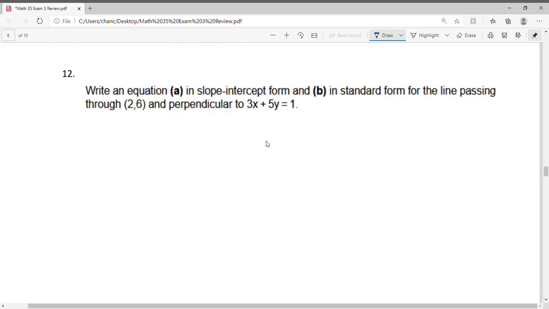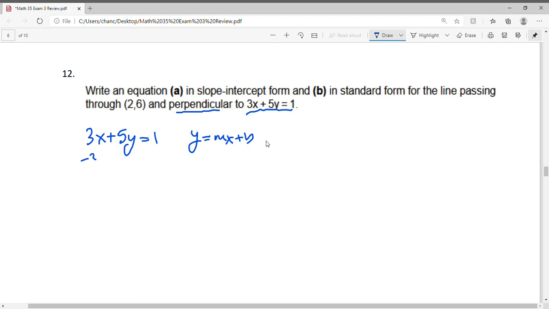Question 12. Write an equation A in slope-intercept form and B in standard form for the line passing through (2, 6) and it's perpendicular to 3x plus 5y equals 1. The first step is to find the slope of a line that's perpendicular. So we'll start with 3x plus 5y equals 1, and I'm going to write it in slope-intercept form. This will allow me to read the slope of this line.